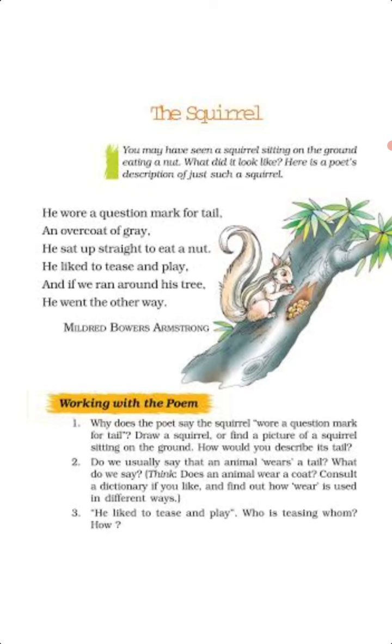And the poem was written by Mildred Bower Armstrong.